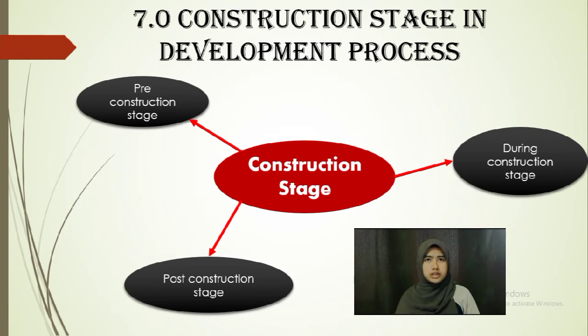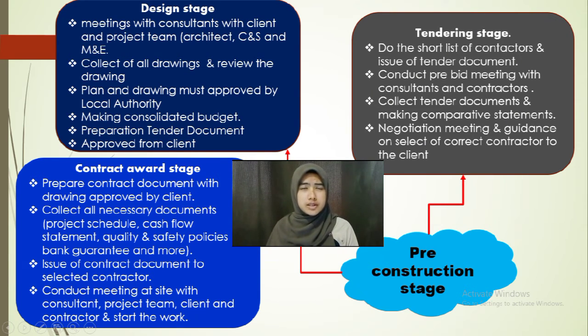For the construction stage in the development process, there are three stages. The first is the pre-construction stage, next is the during-construction stage, and the last is the post-construction stage. In the pre-construction stage, there are also three stages. The first is the design stage. In the design stage, they have meetings with the client, consultant, and also the project team. The project team is architecture, C&S, and also M&E.